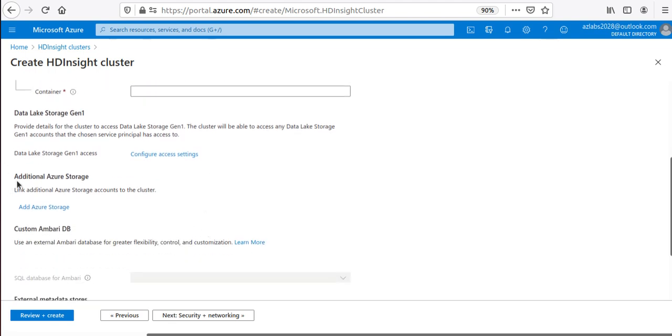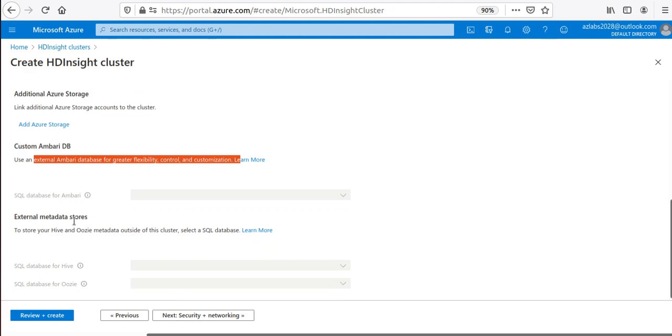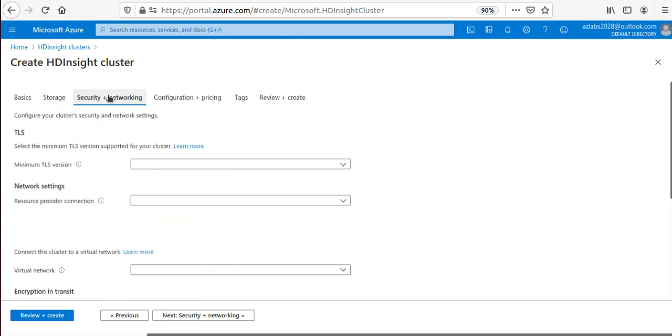If you have any other Azure Storage that you want to link, you can do that. Custom metastore: if you are using an external metastore database for greater flexibility, you can configure it here. If you have an external metadata store, you can configure that here as well. And then security and networking are kind of jumbled together here. You've got to set the TLS version that you want to support. I always recommend 1.2 if you can.